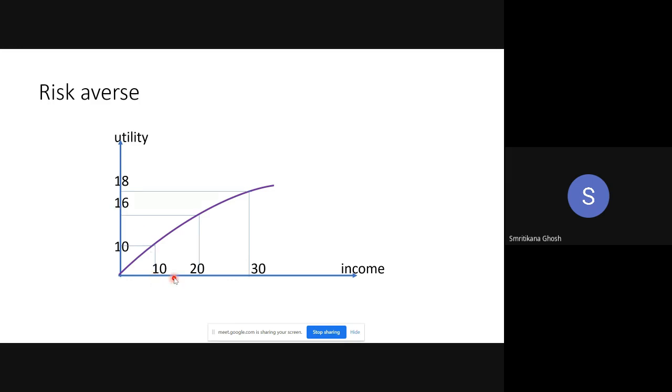Now for the uncertain job, the 10,000, 30,000 job, your expected utility is 14. Remember, we have calculated it. And for the same level of average income, you are getting 16 utility. So as 16 is greater than 14, you are going for the certain job. And why is 16 greater than 14? Because you are risk averse. Your total utility curve is concave.